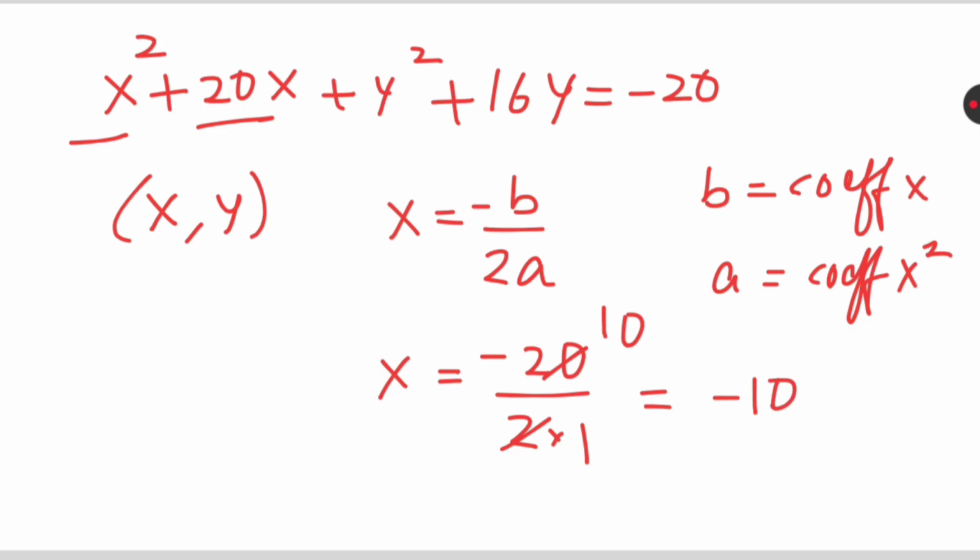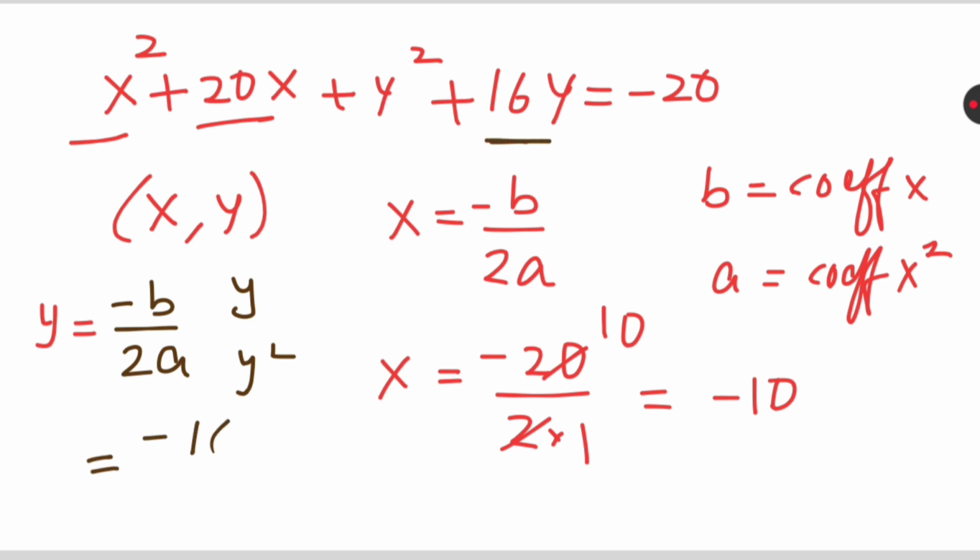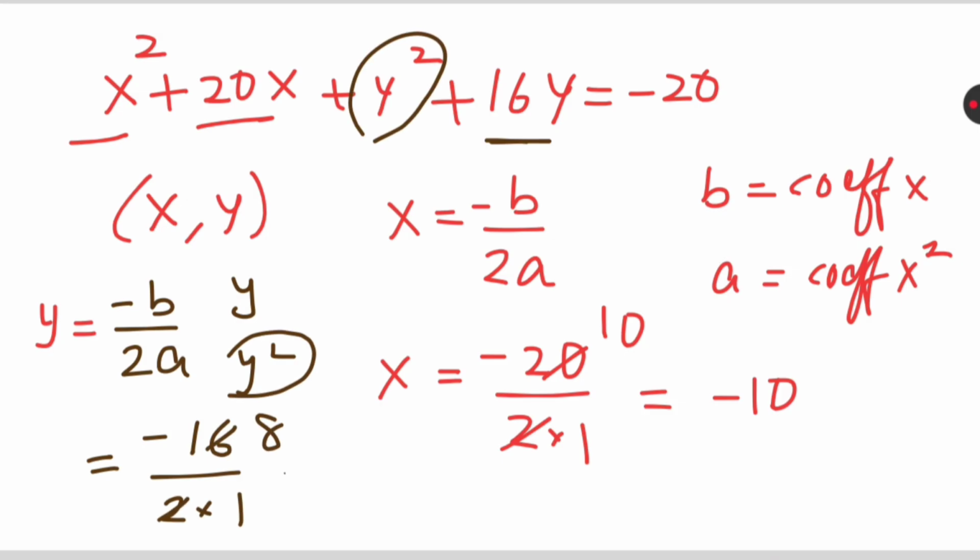To find the y also, you have to take y as minus b over 2a. The same formula, but here b is nothing but the coefficient of y and a is nothing but the coefficient of y power 2. So what is the coefficient of y? Which is 16. So just take 16 over 2 times. What is the coefficient of y power 2? That is 1. So after getting cancelled, we are left with only minus 8.